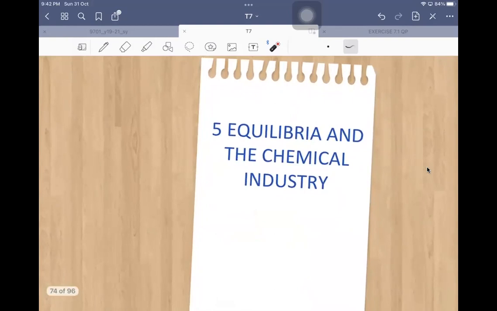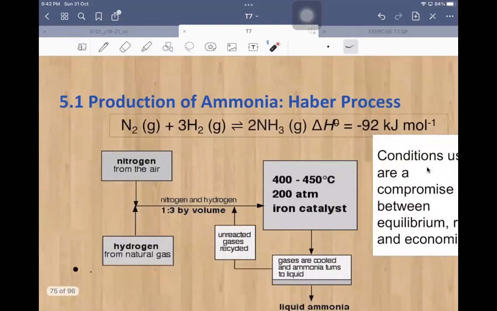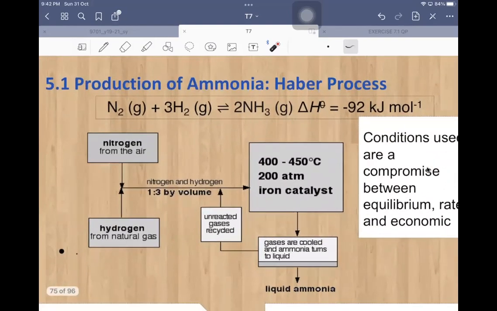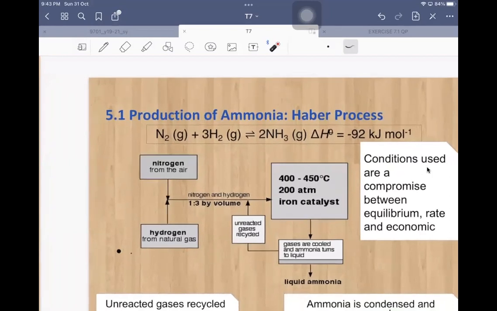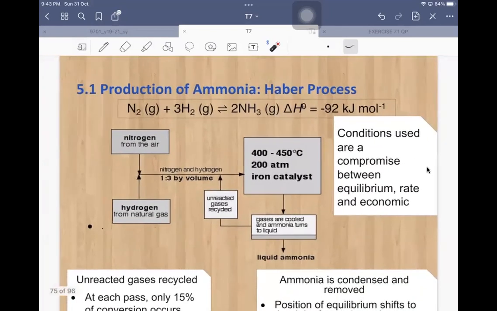So the next section is called equilibria and the chemical industry. Looking at the production of ammonia, which is called the Haber process, you already know that we combine nitrogen and hydrogen together in the ratio of 1:3 because of the mole ratio to form ammonia. Okay, and then the conditions are 400 degrees Celsius, 200 atmosphere, and we use an iron catalyst.